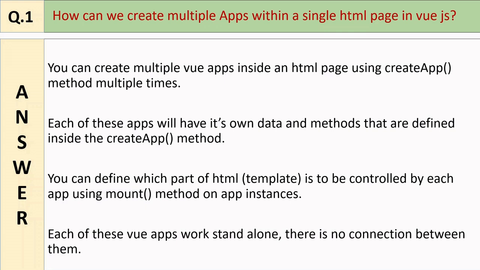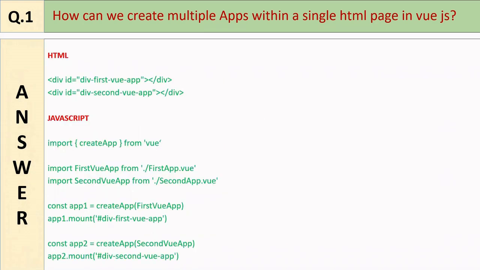Also, you can define which part of the HTML template is to be controlled by each of these apps using the mount method on app instances. Each of these Vue apps works standalone, meaning there is no connection between them. An example code is shown to illustrate this.